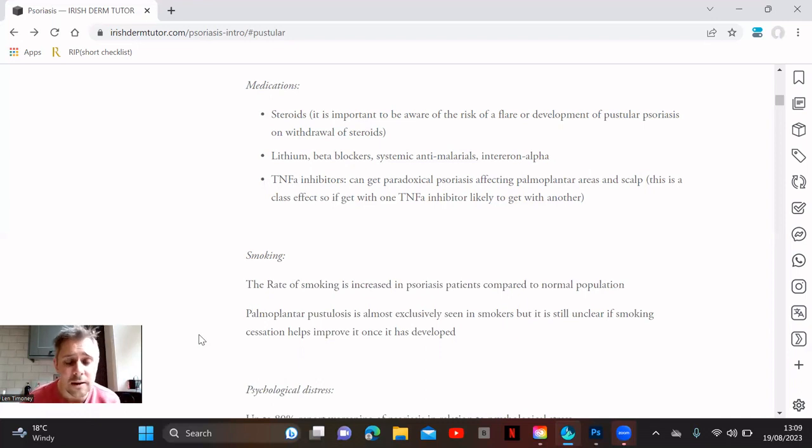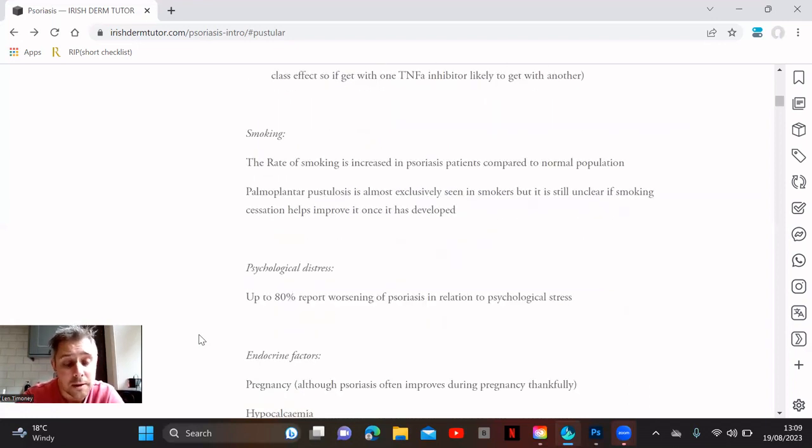And then a very interesting paradoxical effect that can sometimes occur is that patients on TNF alpha inhibitors, so they might be on these for reasons other than psoriasis, such as inflammatory bowel disease, can sometimes develop a paradoxical flare on the palmoplantar areas and the scalp. And this tends to be a class effect. So if they get this with one TNF alpha inhibitor, they are likely to get it with another. So smoking can be associated with psoriasis. The rate of smoking is increased in psoriasis patients compared to the normal population.